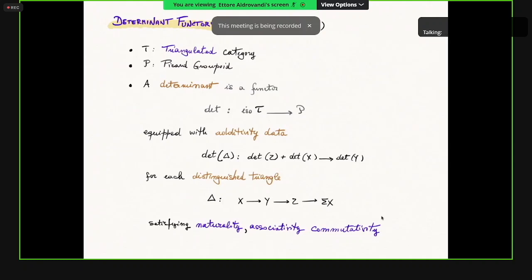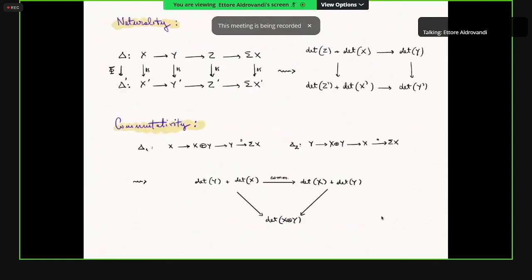So in particular, the target will always be a Picard groupoid. Again, you have a functor from the isomorphism subcategory of T. And again, there are additivity data. This additivity data simply say that whenever you have a distinguished triangle, then you have to have this morphism into the Picard groupoid. And again, you have conditions of naturality, associativity, and commutativity, which mean the following.